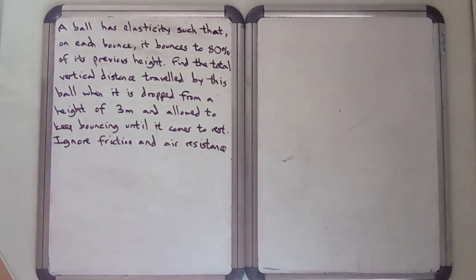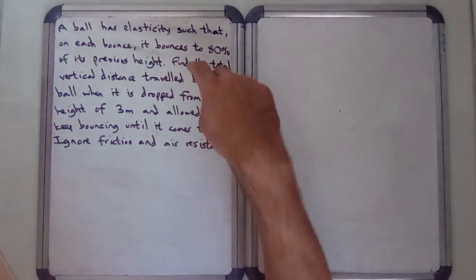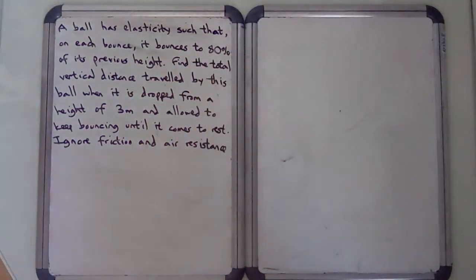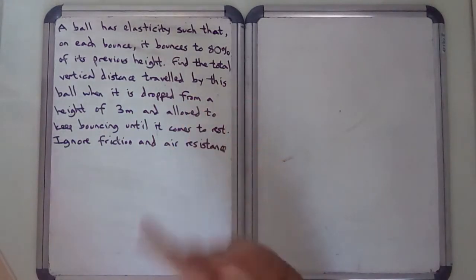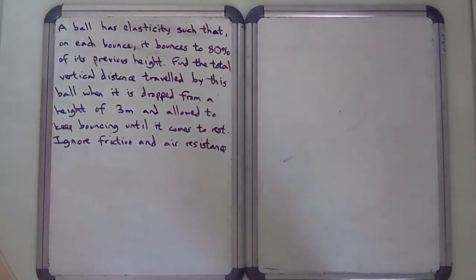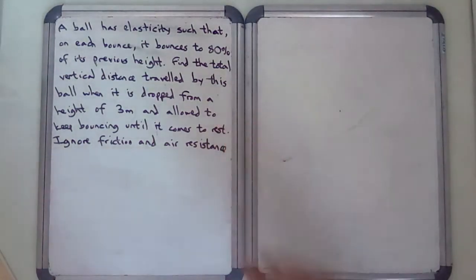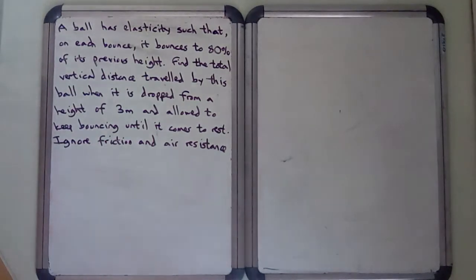A ball has elasticity such that on each bounce it bounces to 80% of its previous height. Find the total vertical distance travelled by this ball when it is dropped from a height of 3 meters and allowed to keep bouncing and bouncing until it comes to rest. So we need to ignore friction and air resistance, which is fortunate because I don't know how to deal with those. So let's think about this ball.